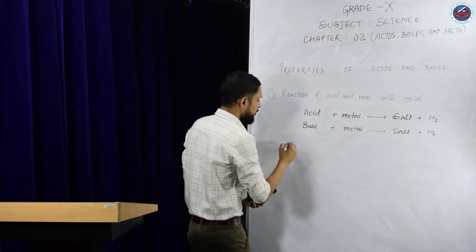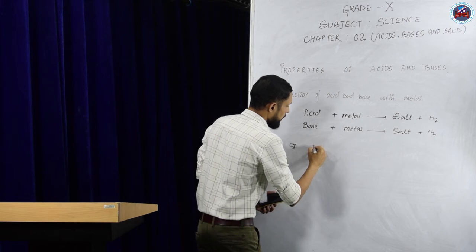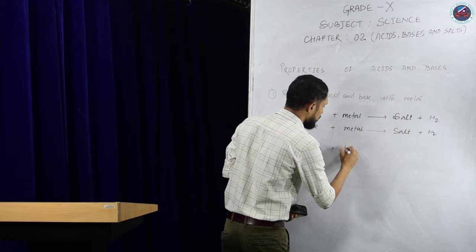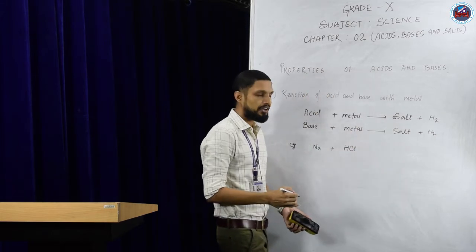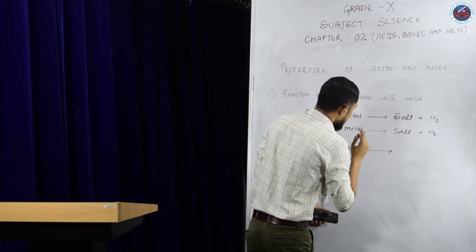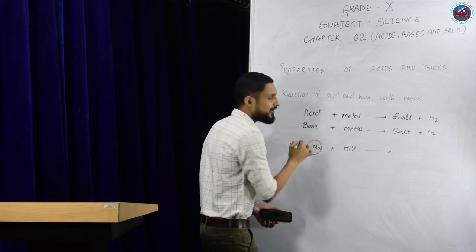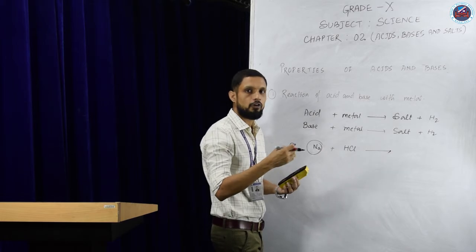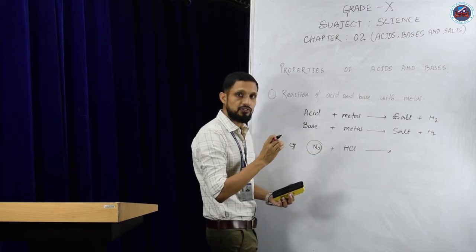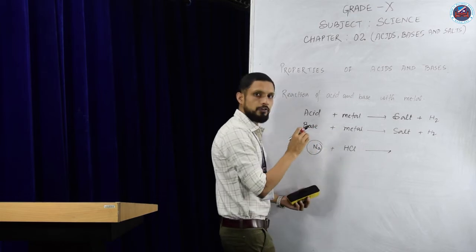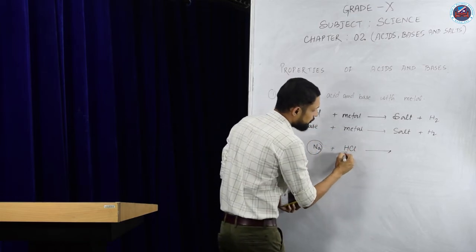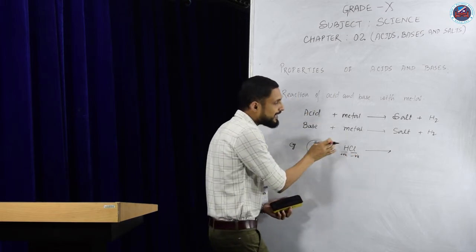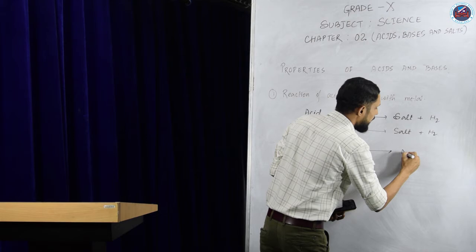Let us see with the help of an example. Na, sodium metal. If it reacts with an acid, let us take HCl, that is hydrochloric acid. So sodium is electropositive in nature. That means they have this tendency to give electron. Now sodium being electropositive will go for the negative part in the acid. If you see the acid, H is positive, Cl is negative. So metal will go with the negative part, that is Cl, and will form NaCl.